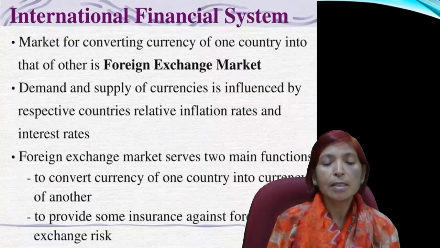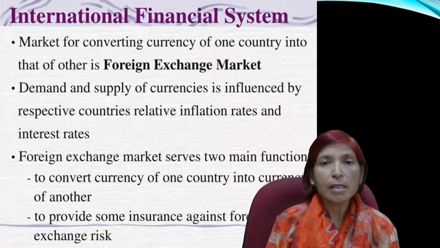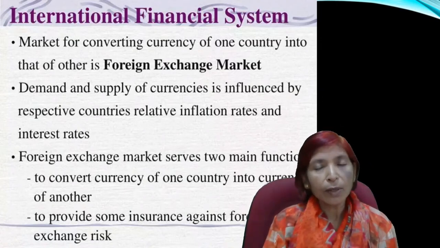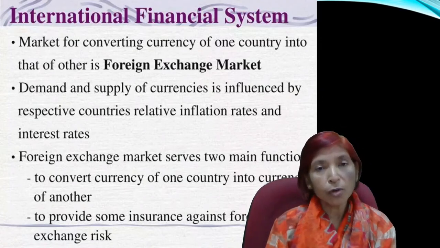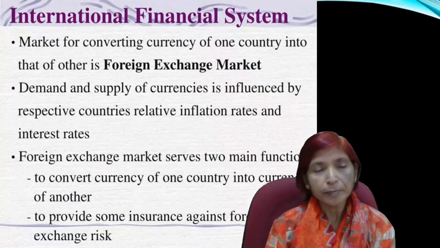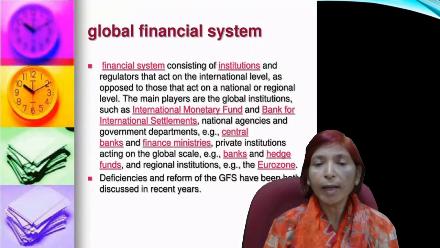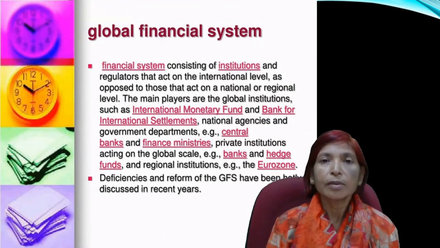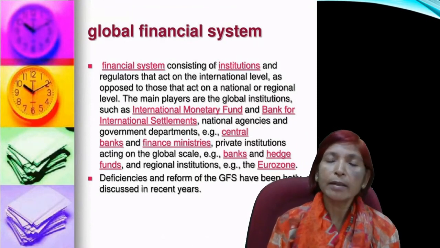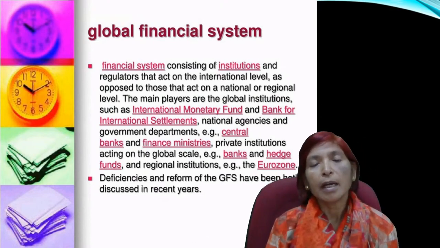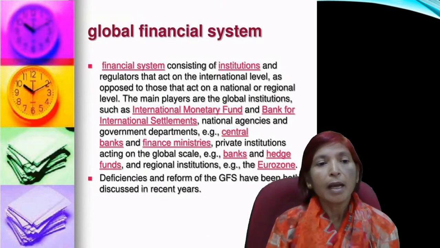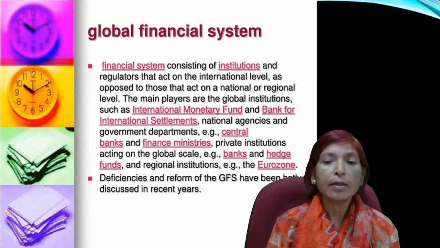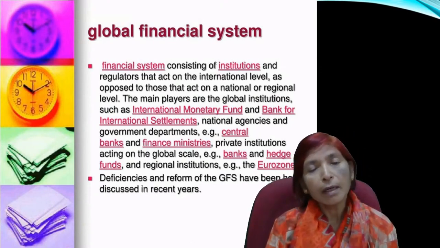And it also provides some insurance and some risk coverage against foreign exchange risk, known as hedging, which takes over all the risk involved in the transactions of these currencies. Now next is the global financial system. The global financial system consists of institutions and regulators that act on the international level, as opposed to those that act on a national or regional level.